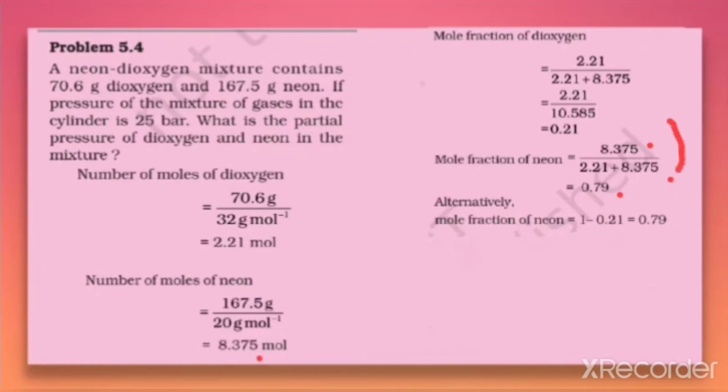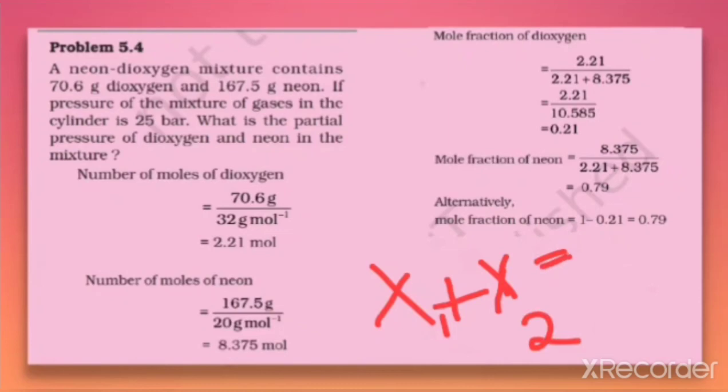Instead of this step, we can also find it in this way. Once you have found the mole fraction of one component, you can find the mole fraction of the other component by subtracting that value from 1. Why have we done this? Because the sum of the mole fractions of the two components in a mixture is equal to 1.